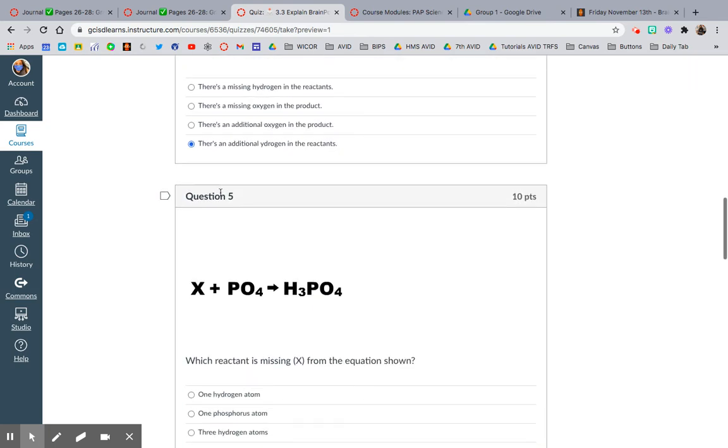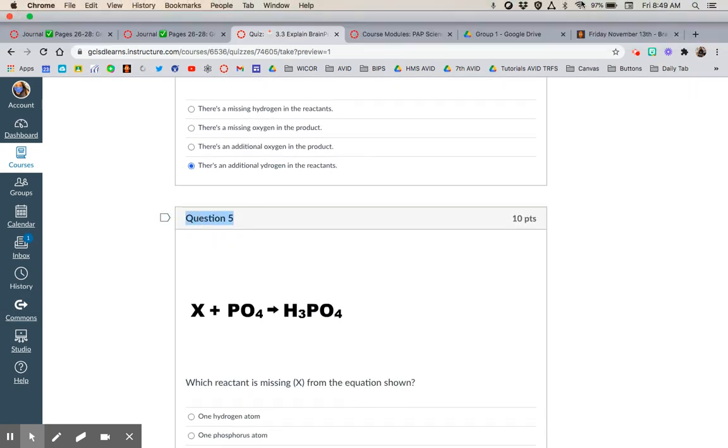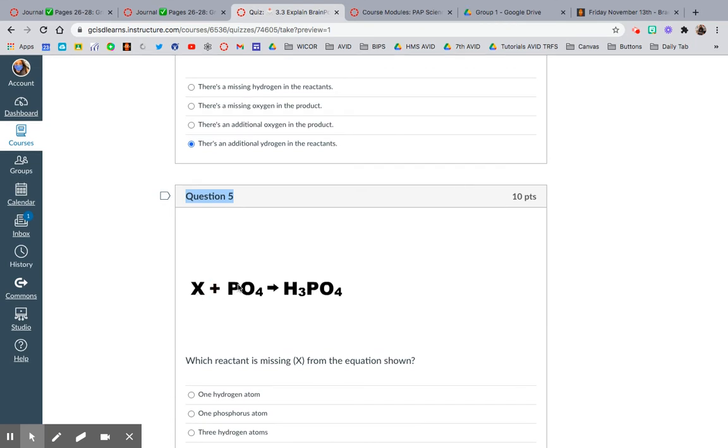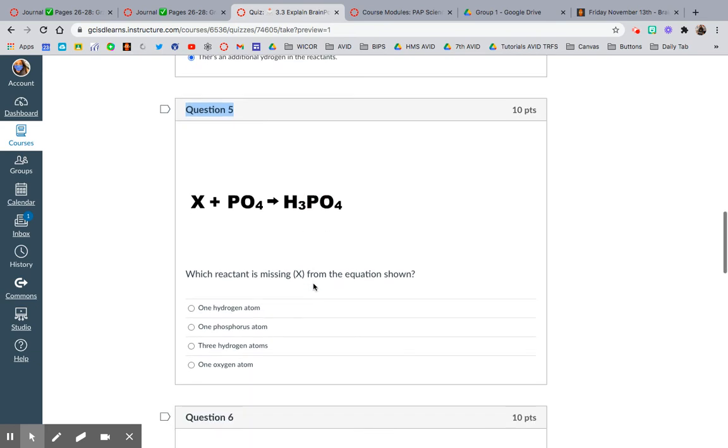My apologies. Question 5. X plus PO4 yields H3PO4. Which reactant is missing from the equation shown? So this is the missing reactant. Is the X 1 hydrogen atom? Is the X 1 phosphorus atom? Is the X 3 hydrogen atoms? Or is the X 1 oxygen atom?